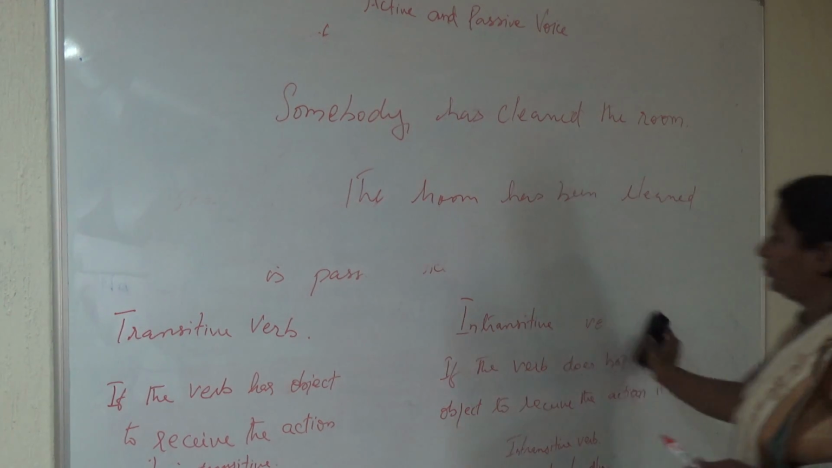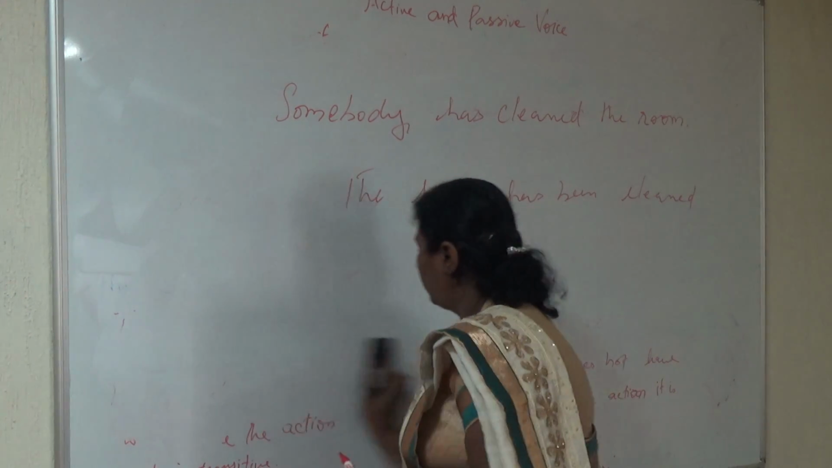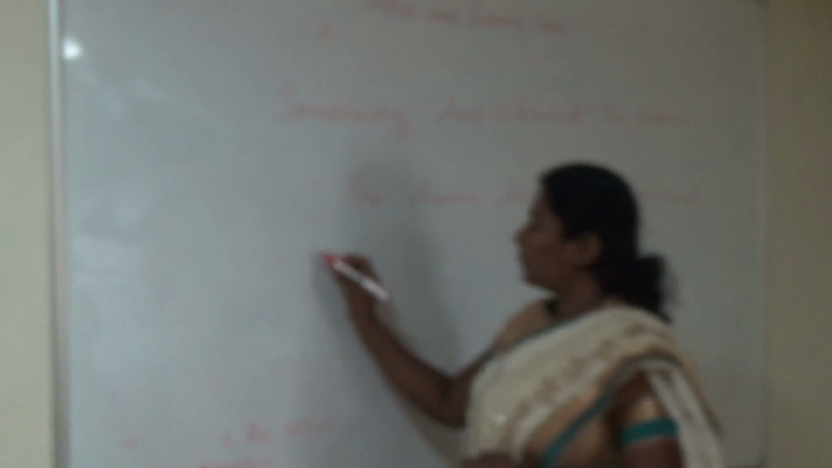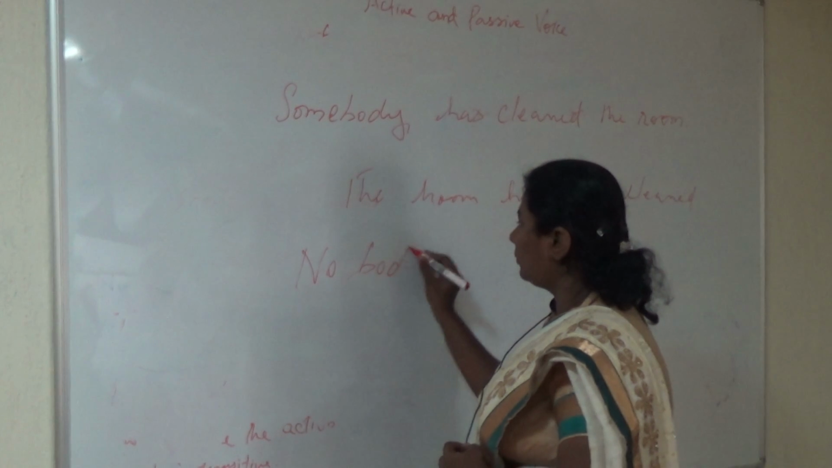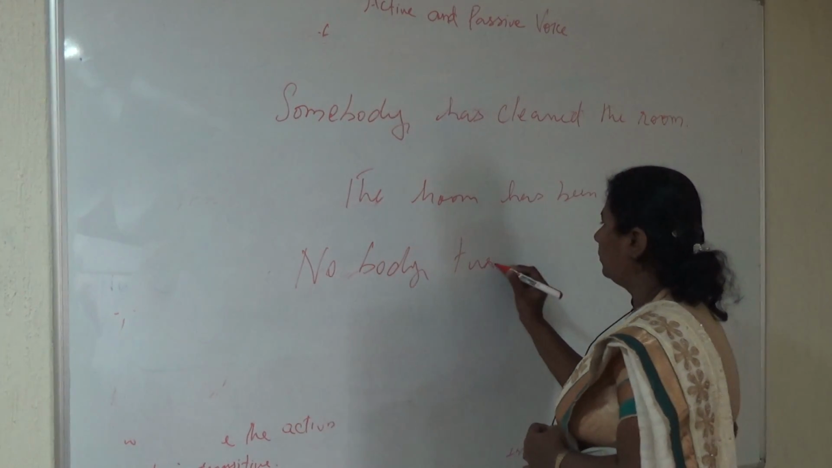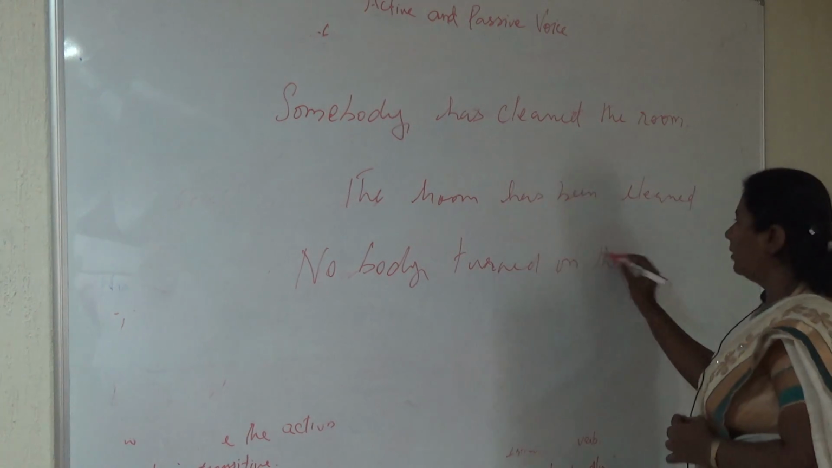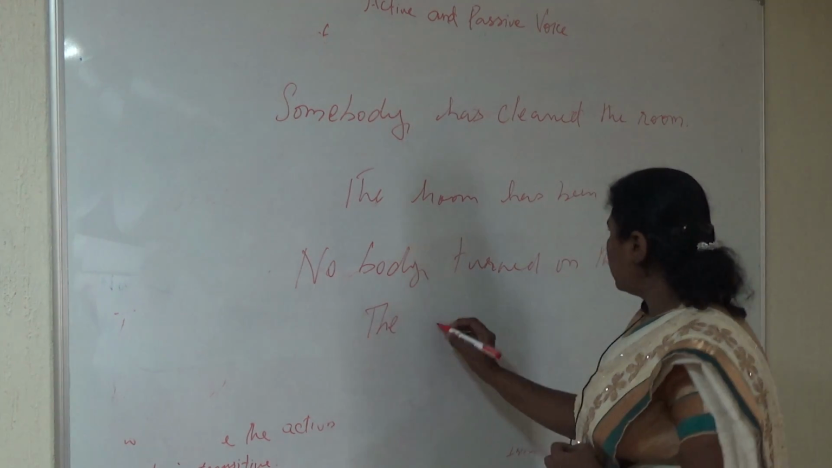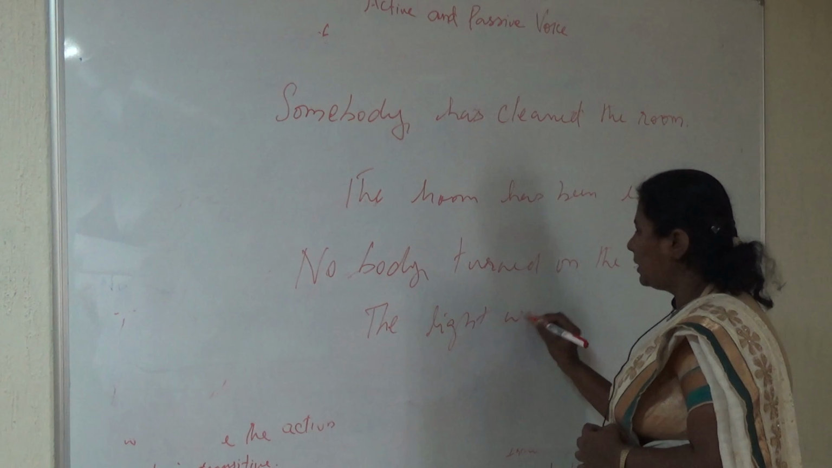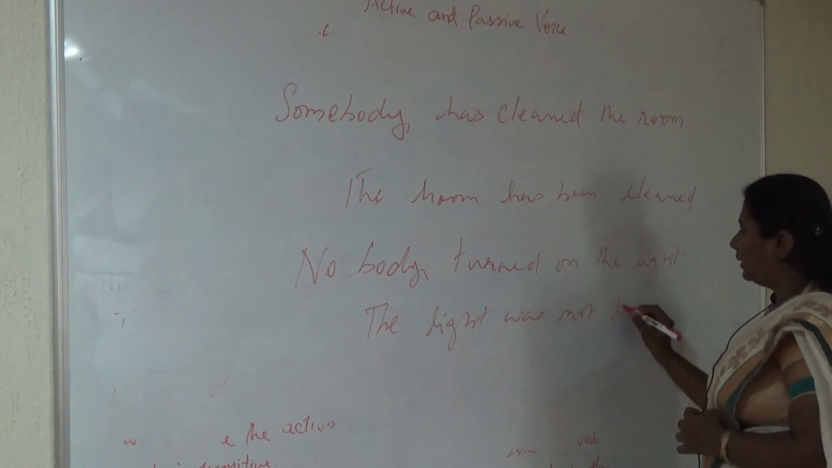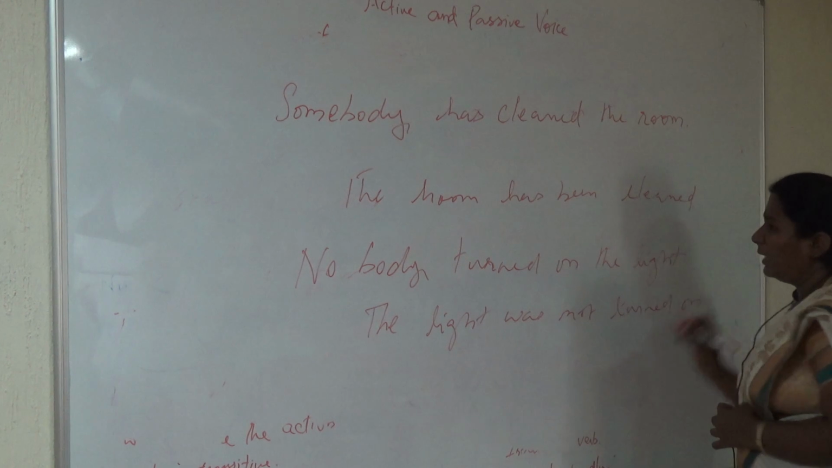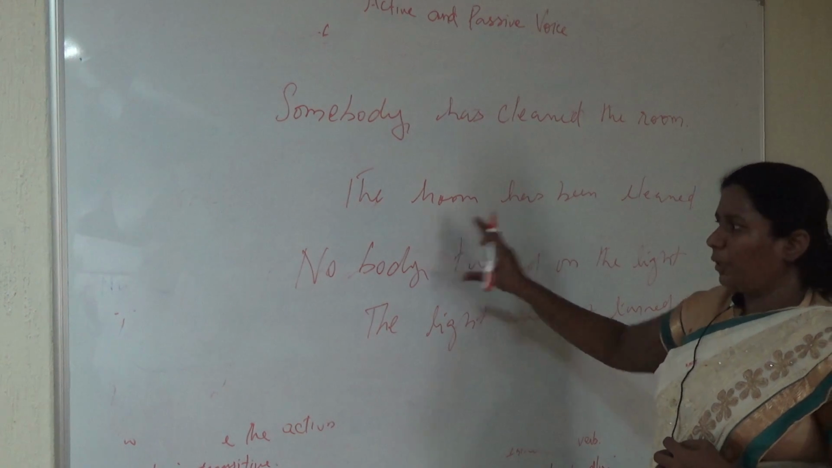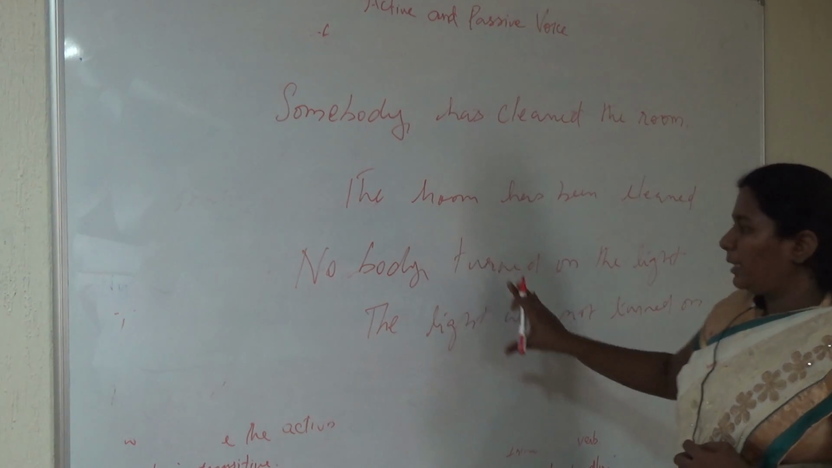Note 2. If a sentence starts with nobody, as in "Nobody turned on the light," you have to change the sentence to passive voice like this: the light was not turned on. In this case, the passive voice becomes an impersonal passive voice, because we are not referring to the subject in this sentence.